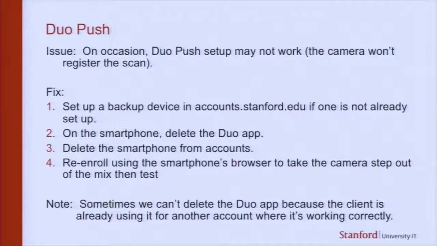Okay, so Melissa informed me there have been a couple of instances, which is not bad that it's only a couple as of December, where Duo Push won't work for someone. They set it up and the camera won't register the scan or something. So her recommended fix was to have the user set up the Duo mobile app on their smartphone, go to their browser, and do the setup from accounts.stanford.edu on the phone itself. When they do that, they'll re-enroll the smartphone, and it'll take the camera step out of the loop. It'll actually allow them to set up the Duo Push application without having to do the barcode scan. So something to give a try.